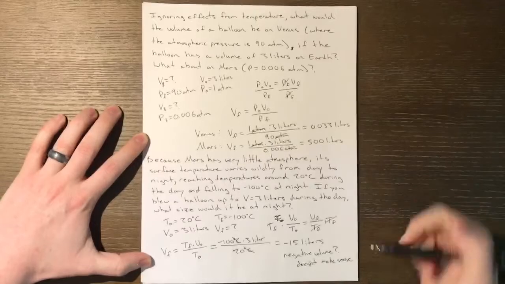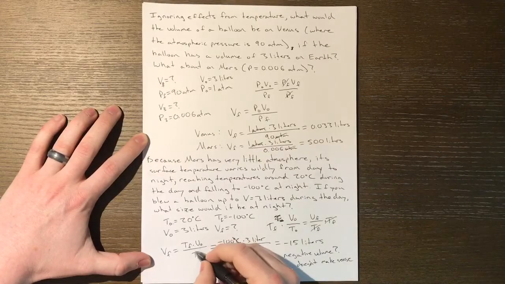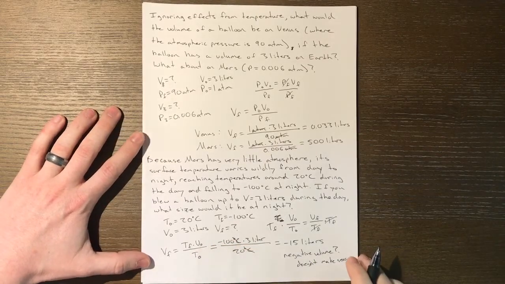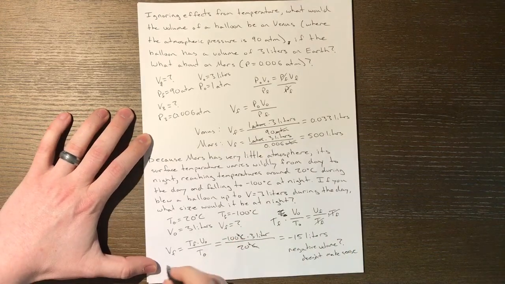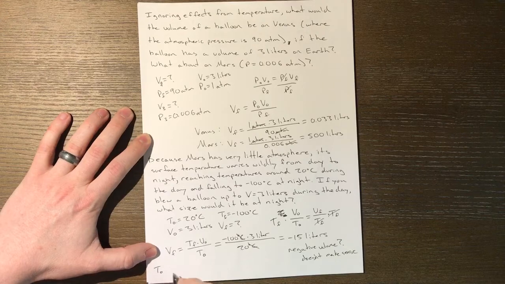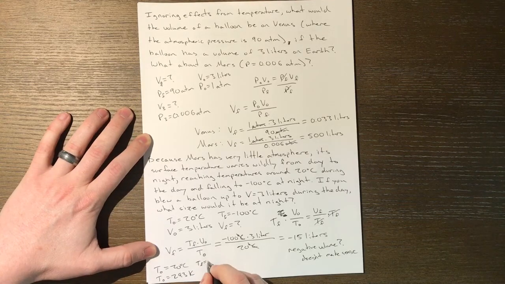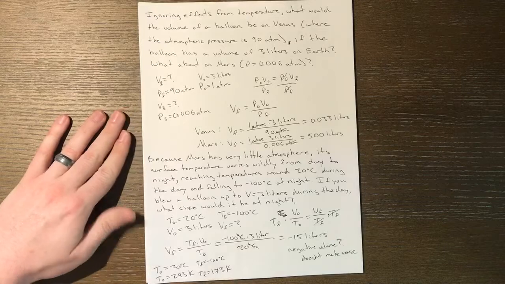Because we have ratios of temperatures popping up, T final over T initial, we cannot have negative values for temperature. However, they're quick and easy to convert. We add 273, so this should be 293 Kelvin. Our final temperature was negative 100 degrees Celsius, so our final temperature is 173 Kelvin.